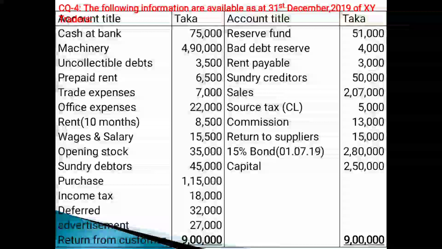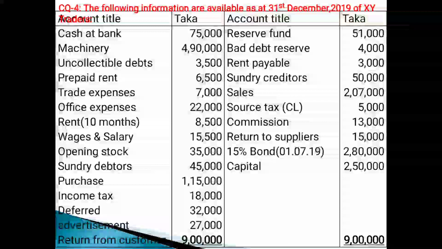Source tax, that is current liability, is newly applied for this chapter. Source tax is one kind of current liability for any business. It is indicated as short-term liability to be shown in the statement of financial position. Commission is credit, that is commission received. It is non-operating income, that is other income, to be shown in the statement of comprehensive income.